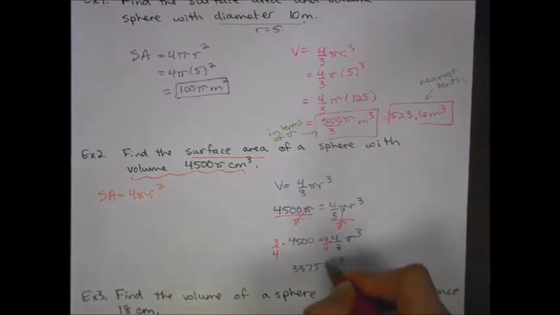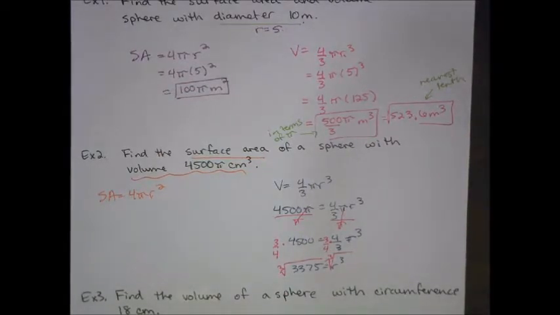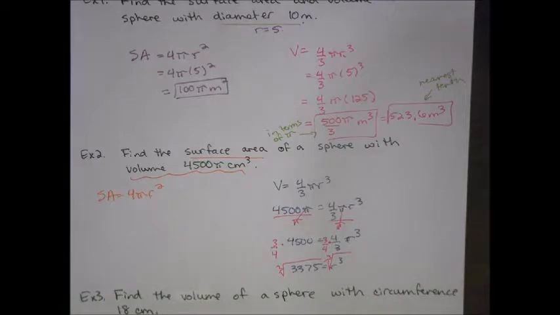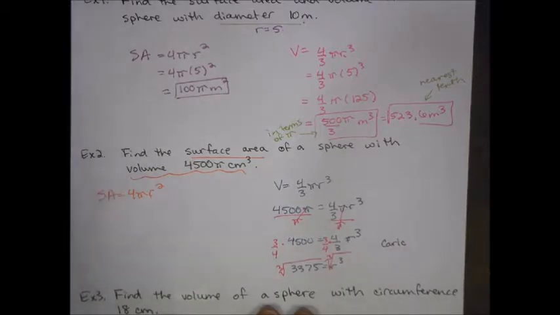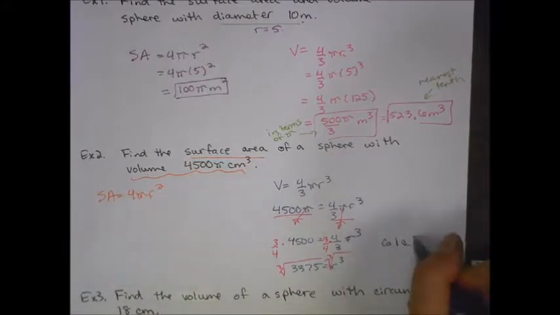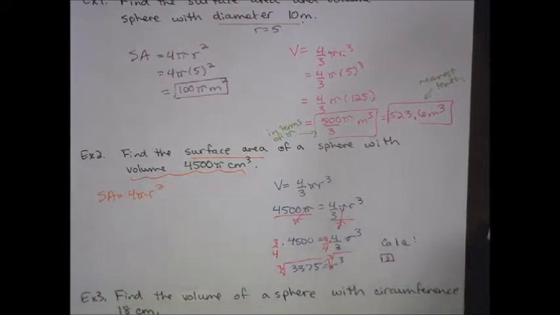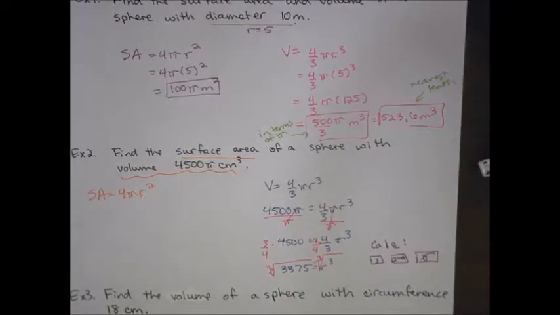How do I undo r to the third? I take my cube root. On your calculators, you're going to need to type in a 3, hit the second button, and then find this button where the x is in the index. Typing the 3 first puts x in the index. Go ahead and everyone figure out how to do that on your calculator right now.